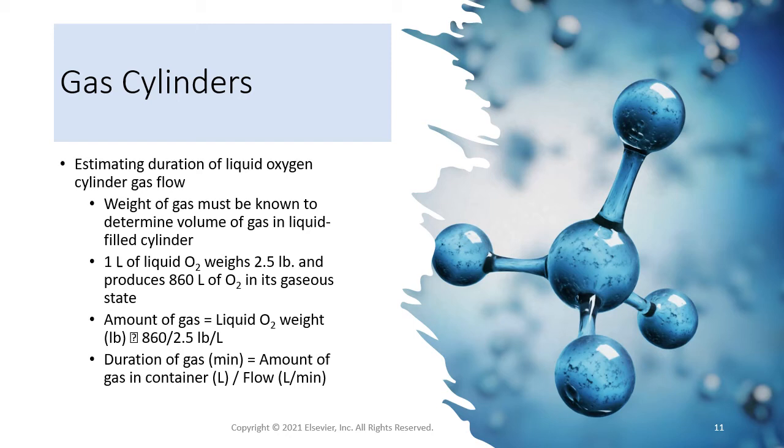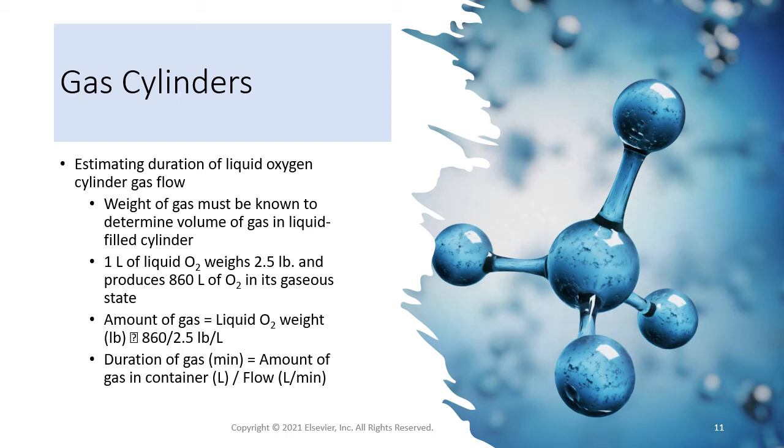Estimating duration of liquid cylinder gas flow. The only accurate method for determining the volume of gas in a liquid-filled cylinder is by weight. Because 1 liter of liquid oxygen weighs 2.5 pounds and produces 860 liters, yes folks, I said 860 liters of oxygen in its gaseous state, the amount of gas in a liquid cylinder can be calculated with the following formula.